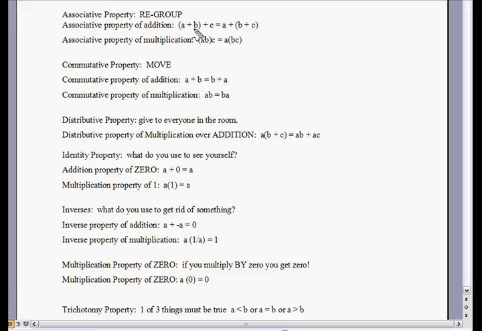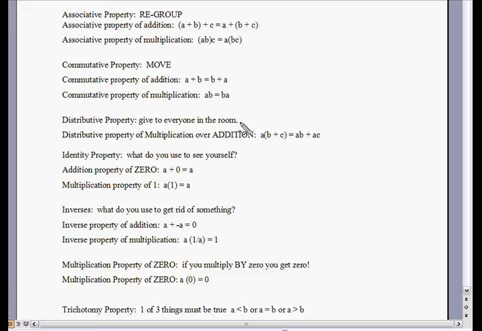If you notice here, I have A and B grouped, and then I have B and C grouped. This can be done for either addition or multiplication. The commutative property is more of moving. You notice here A is in the front, and then A is in the back. We can do this again for either addition or multiplication.